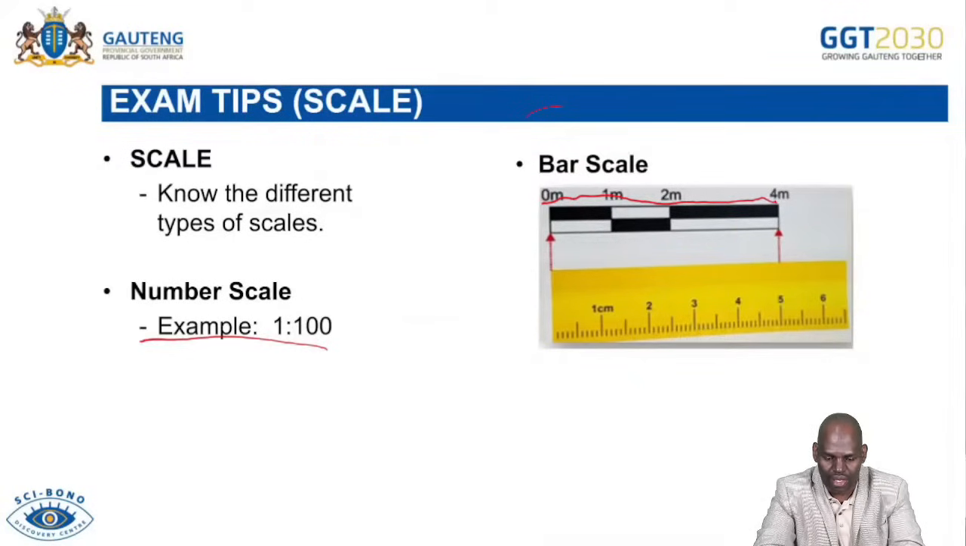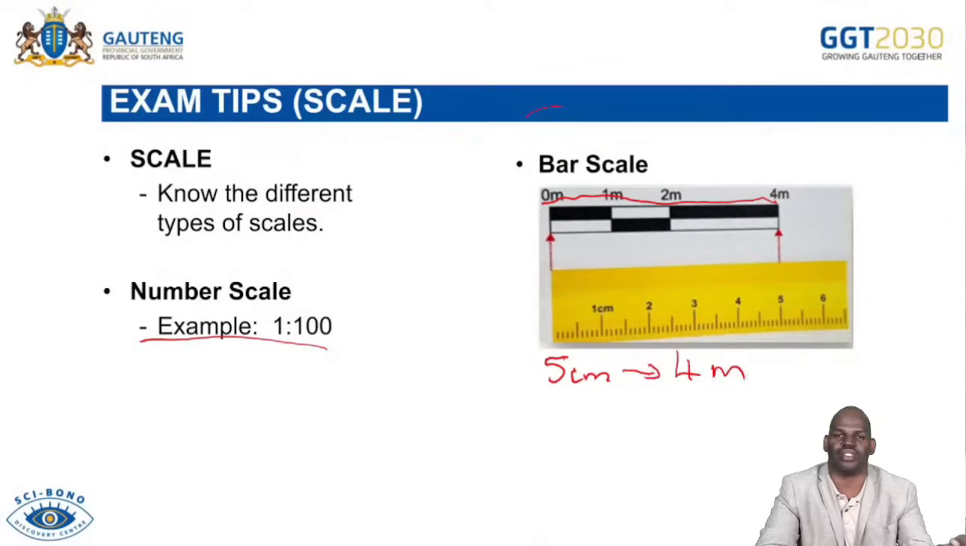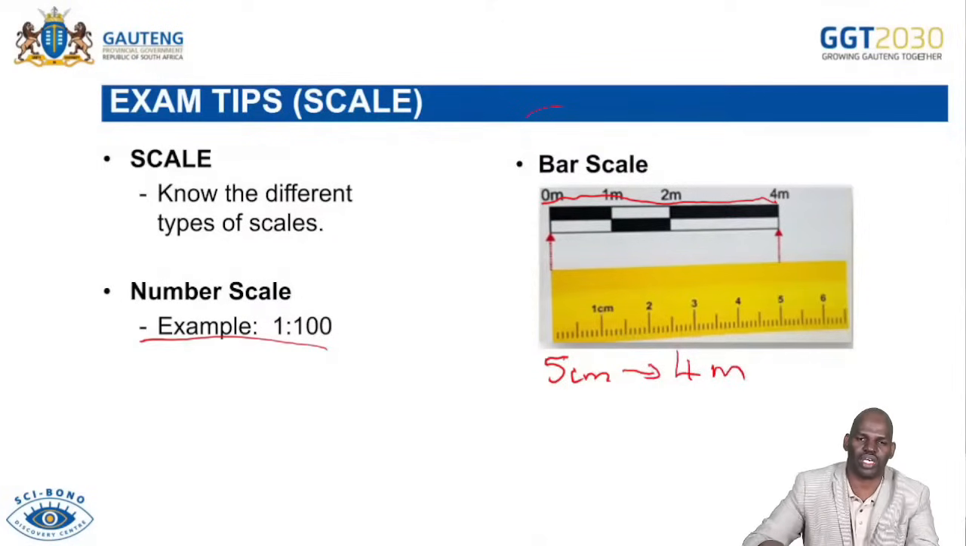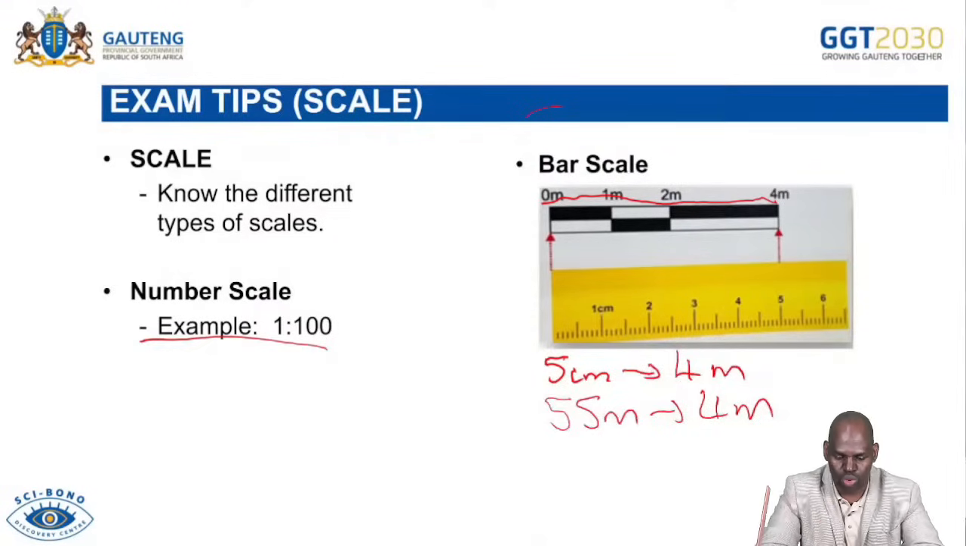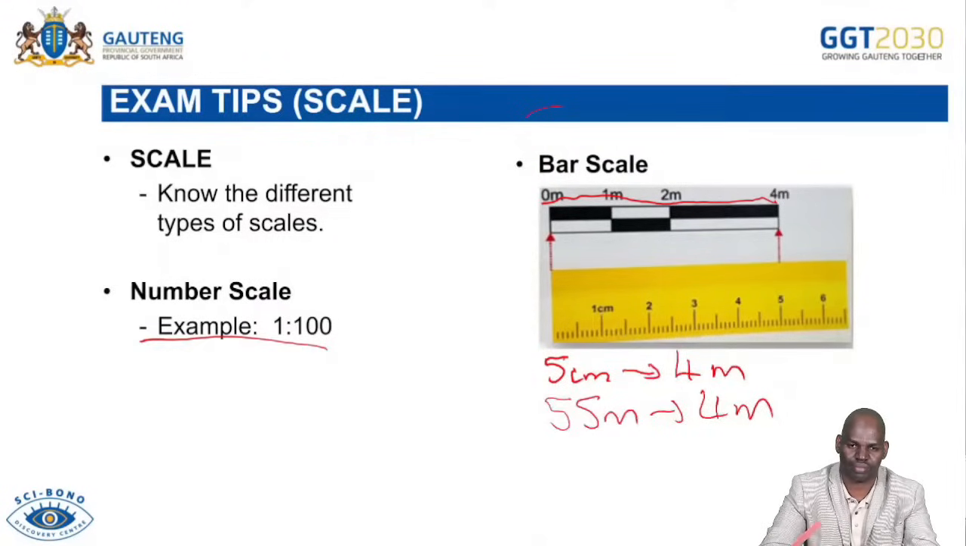But in this case, the measurement is indicated. In this case, it indicates that 5 centimeters is the same as 4 meters in reality. But if the ruler was not indicated, I would take my ruler and measure, and when I measure it, I get 55 millimeters. It means I would say 55 millimeters is the same as 4 meters. And then from there, you'll be able to use this to do the calculations.